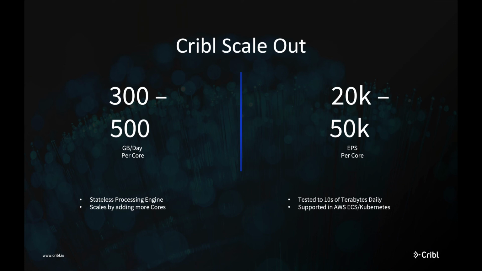Cribl is a stateless processing engine requiring no coordination between nodes. To add capacity, Cribl recommends a scale-out strategy. Cribl has been tested in scale-out scenarios into the tens of terabytes a day. More cores running Cribl equate linearly to more processing capacity for data.